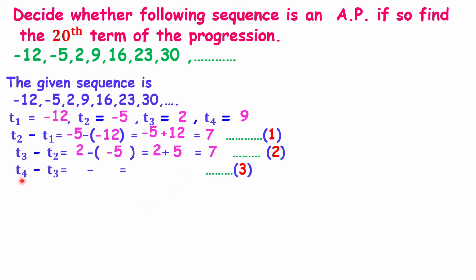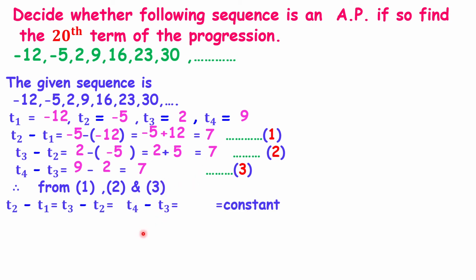Now the difference between the fourth term and the third term, therefore T4 minus T3. T4 is nothing but 9 minus T3 is nothing but 2. 9 minus 2 is nothing but 7. Here from 1, 2 and 3, the difference between consecutive terms is 7, which is constant. Therefore T2 minus T1 is equal to T3 minus T2 is equal to T4 minus T3 is equal to 7, which is constant. Therefore the given sequence is an AP.